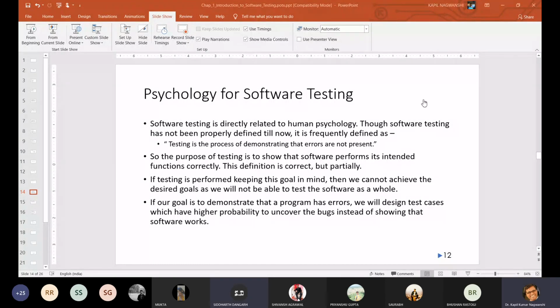No doubt, sir. Fine. Those who are interested in the software testing field, just try to join some courses from different organizations like Coursera or IBM, and get the certificate, because from July onwards your campus placement will start. At that time, if you have that kind of certificate, you can directly join. You can show that you are very much interested.